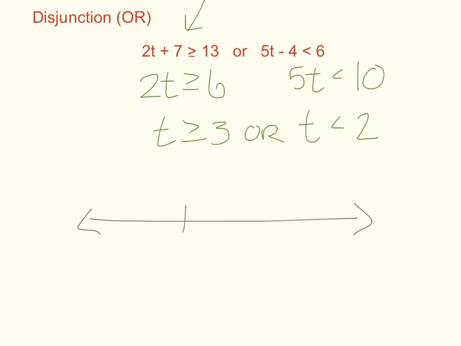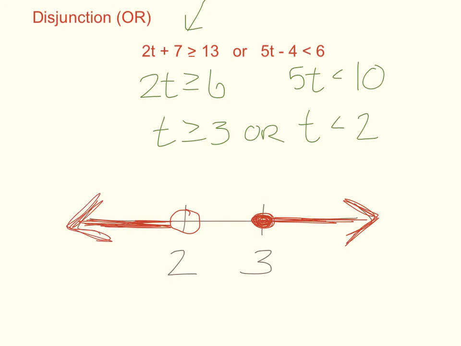So we know that t can be 2. We know that t can be 3. For 3, it's greater than or equal to. It can be 3, so you're going to shade that circle in completely. And it's greater than, which is to the right, so you're shading out. The other one, t is less than 2. It's not equal to, so it's an open circle. And it's less than, so again, you're shading out. And statements you shade in between, or statements you shade out.